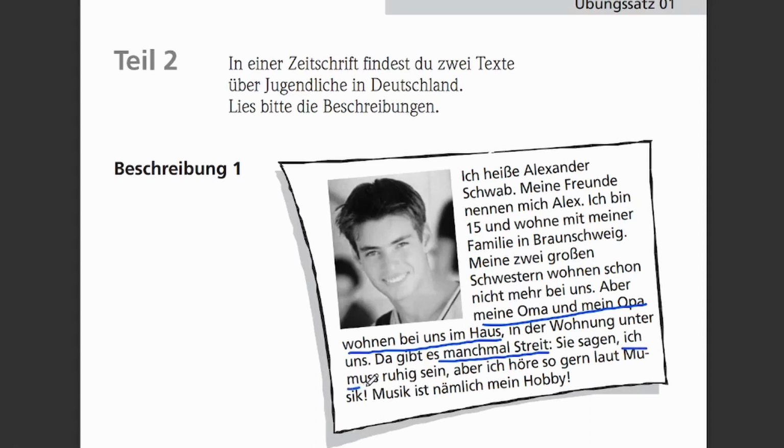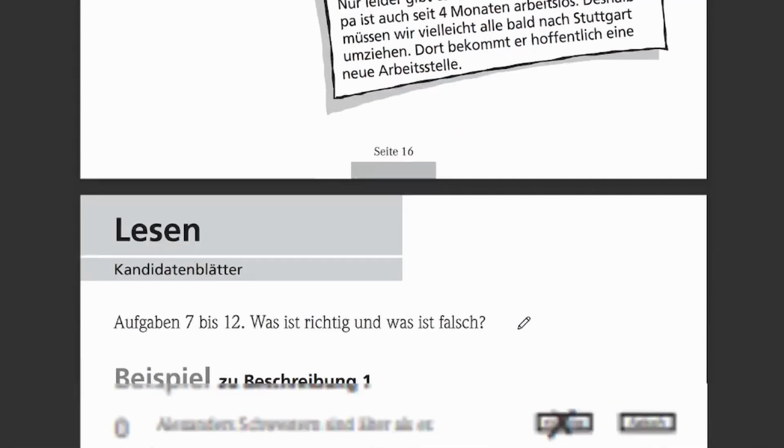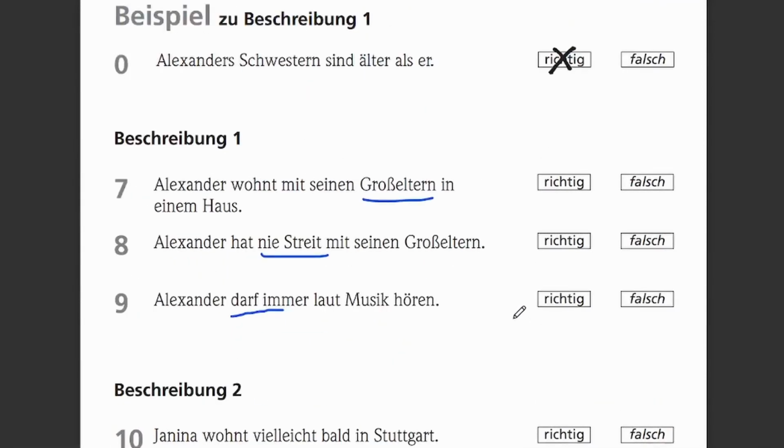So he has to be silent and he should not hear loudly music. So we got the answers now, or the topics that is most important. Alexander wohnt mit seinen Großeltern in einem Haus. Yes, right. She's living. Alexander hat nie Streit mit seinem Großeltern. So it means he has never fight. This is false. He has sometimes trouble. Alexander darf immer laut Musik hören. He is not allowed to hear so loudly music. So it is also false.